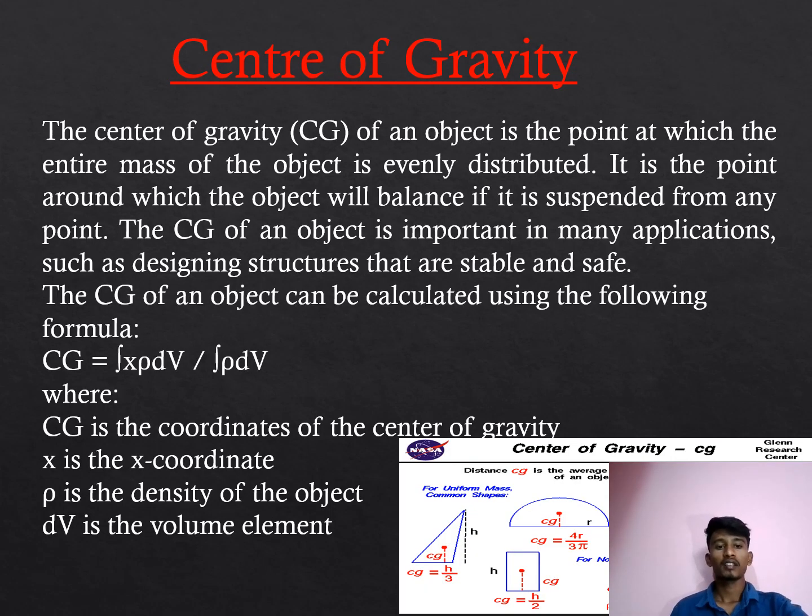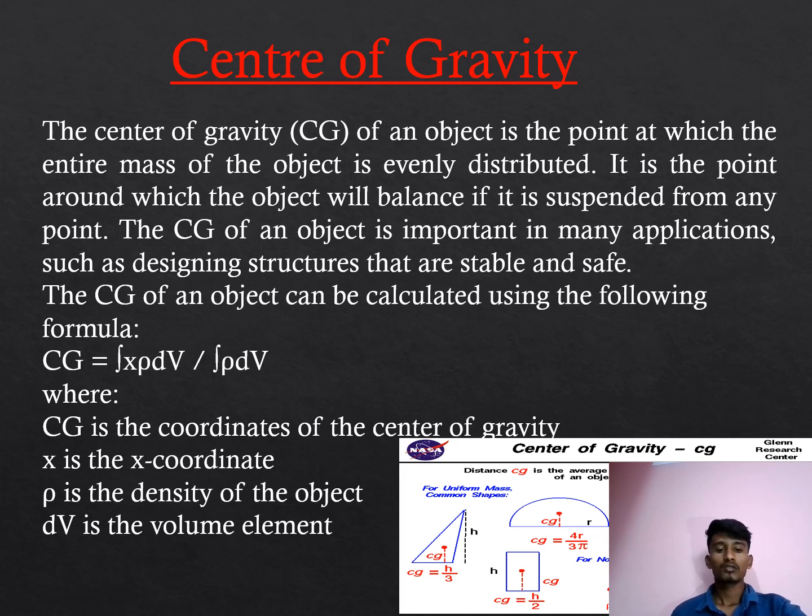Center of gravity. The center of gravity of an object is the point at which the entire mass of the object is evenly distributed. It is the point around which the object will be balanced if it is suspended from any point. The center of gravity of an object is important in many applications such as designing structures that are stable and safe. The center of gravity of an object can be calculated using the following formula.